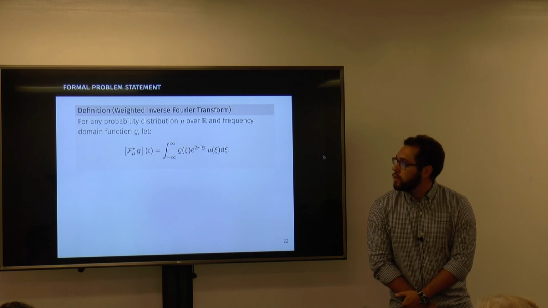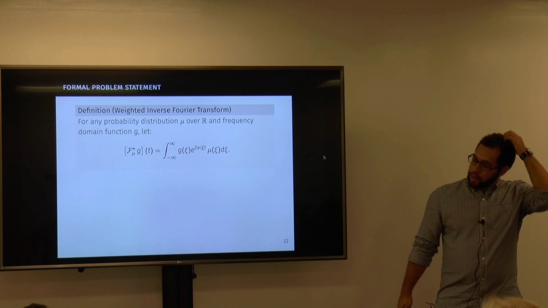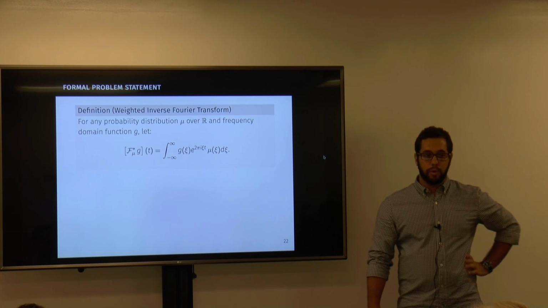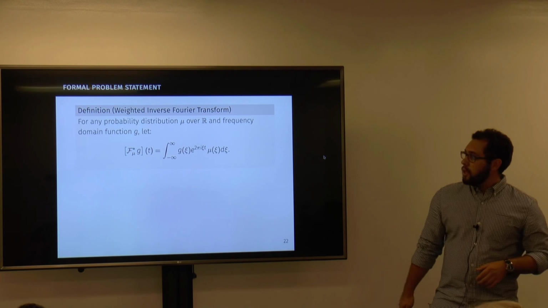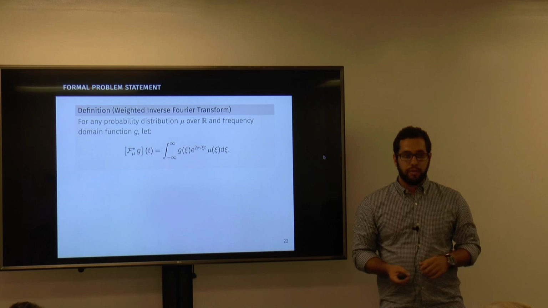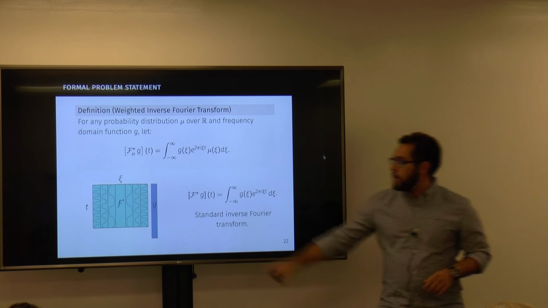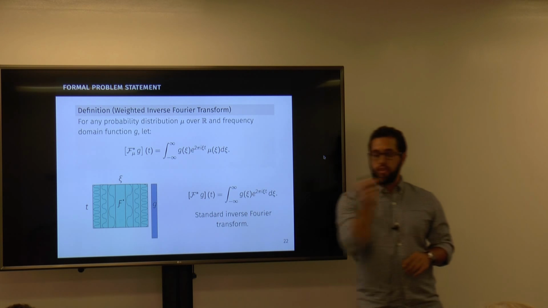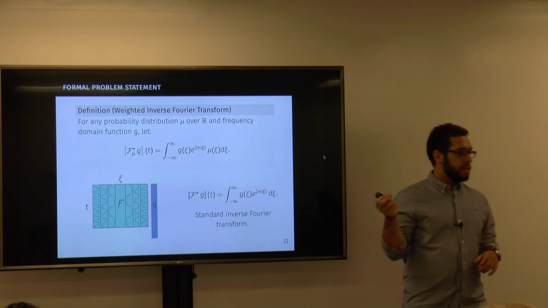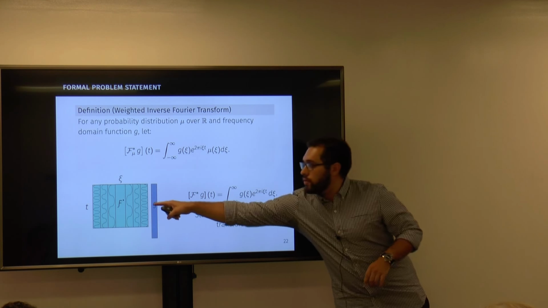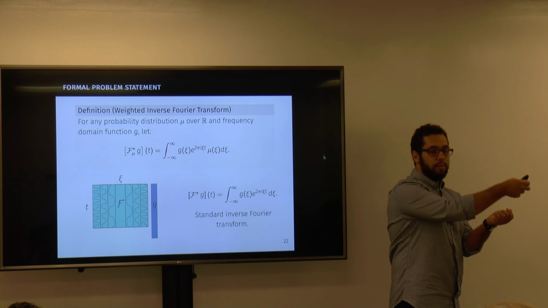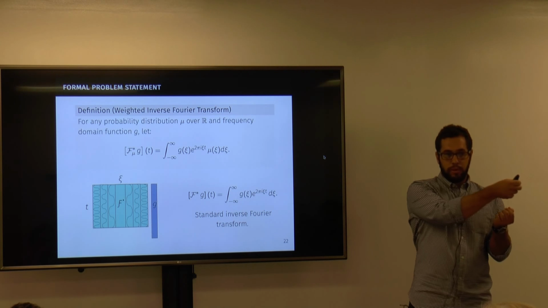Okay, so this is how I'm going to formally set up this Fourier function fitting problem. I'm going to define a weighted inverse Fourier transform. Typically the inverse Fourier transform is: I have some vector g, which is values over frequencies, and it's going to combine a bunch of complex frequencies to output my time domain function, right?